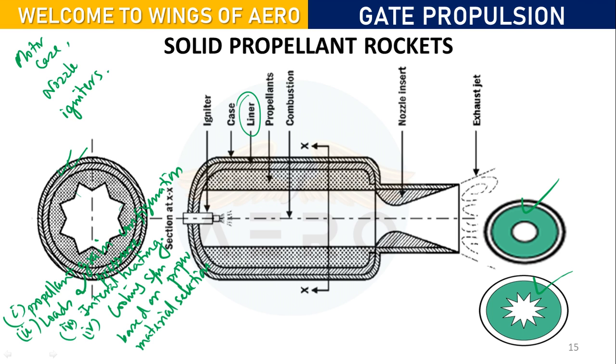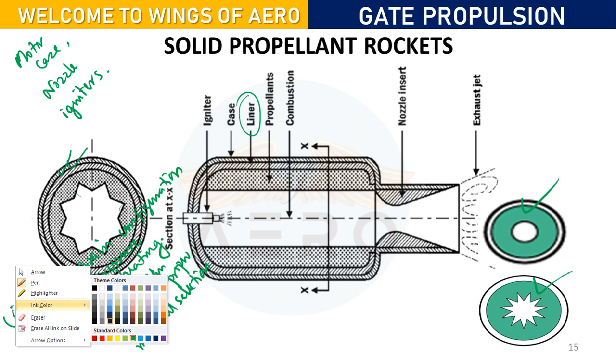Okay, now talking about what are the materials used for a motor case fabrication. While making this fabrication, what kind of possible materials are used? First of all, they first choose a high strength material. Okay, please note down these points.